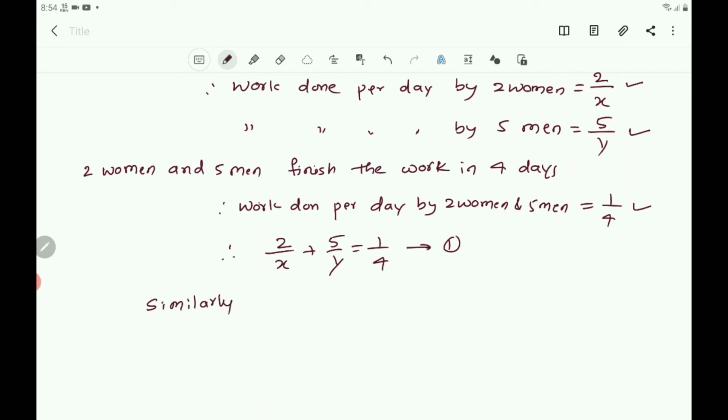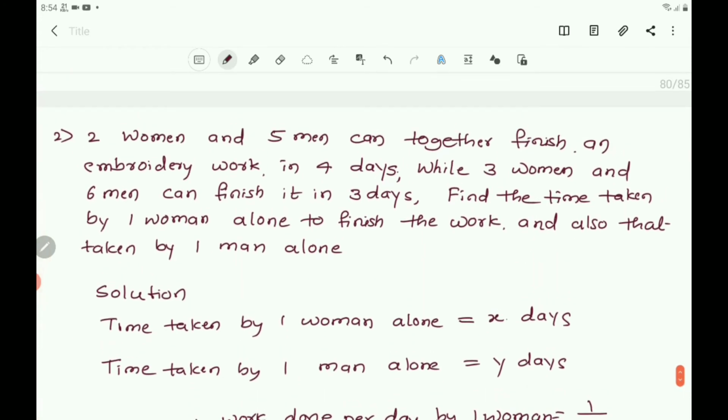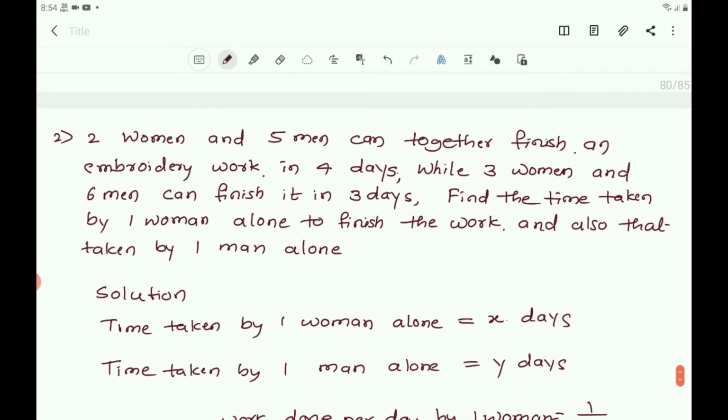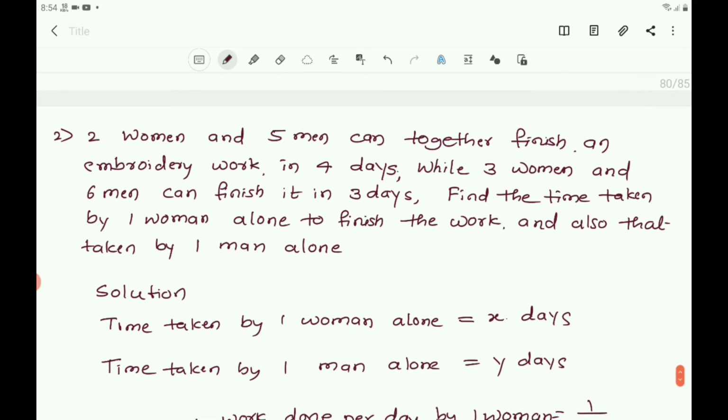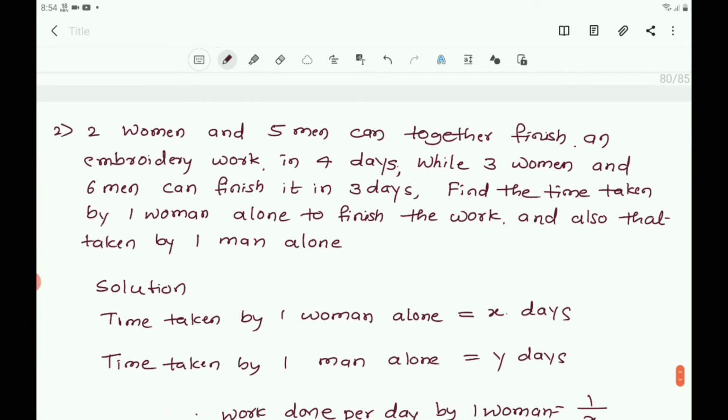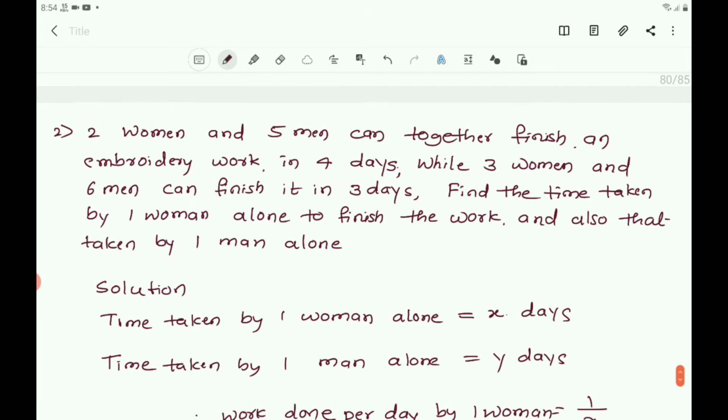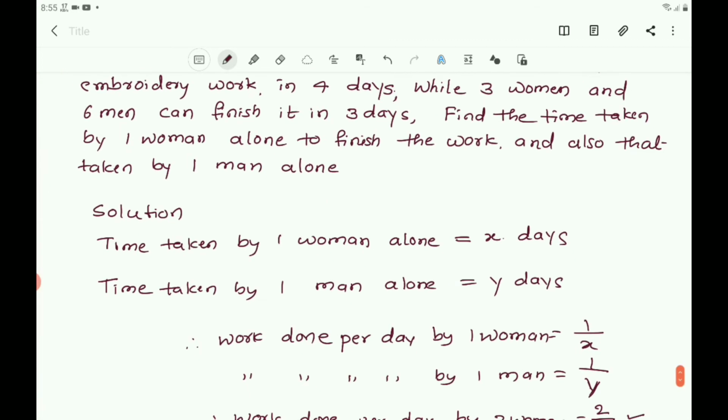Similarly, here, how many women? 3 women. The part of the work done per day by 3 women becomes 3 by x, the part of the work done by 6 men becomes 6 by y, and the part of the work done by 3 women and 6 men together is 1 by 3.